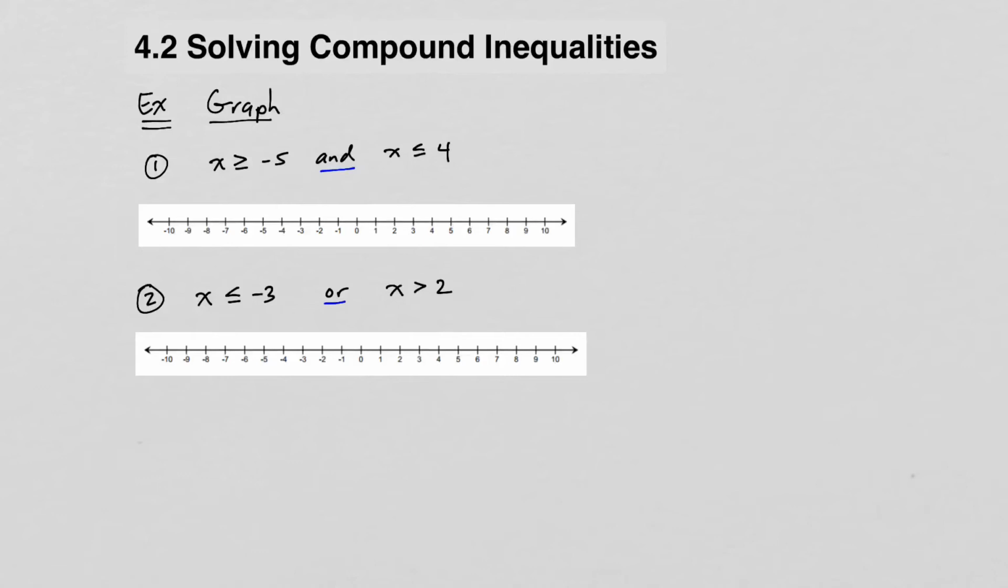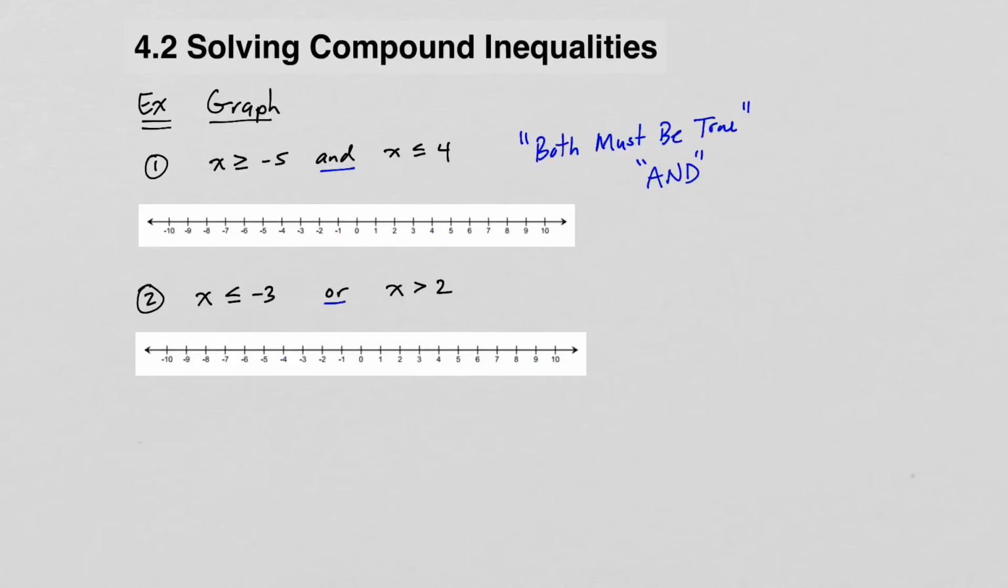So we know that if x is greater than or equal to negative 5, that would be all numbers to the right of negative 5. And if x is less than or equal to positive 4, that would be all the numbers to the left of positive 4. So we only want the answers that satisfy both of these. And so that's the key. Both must be true. That's when you're using the word and.